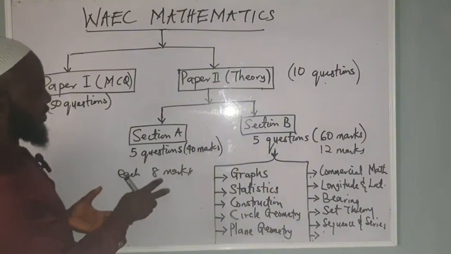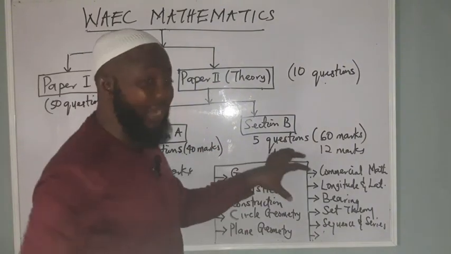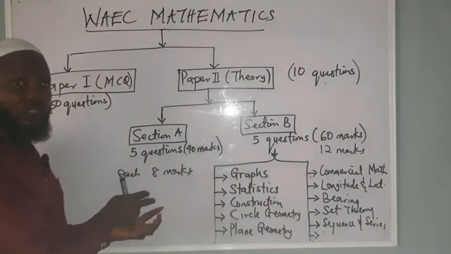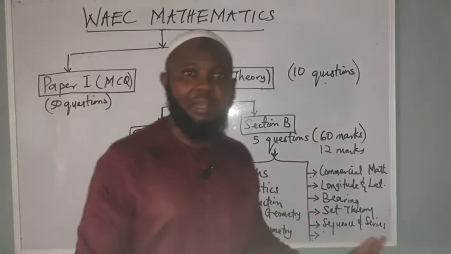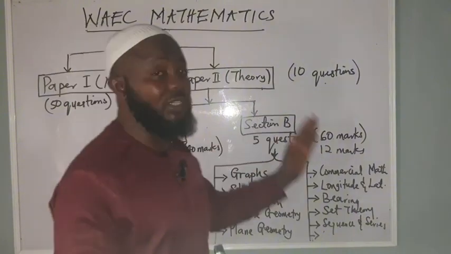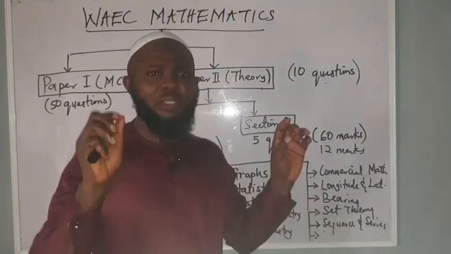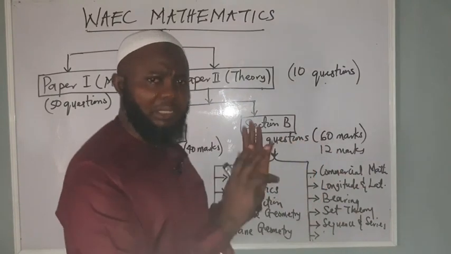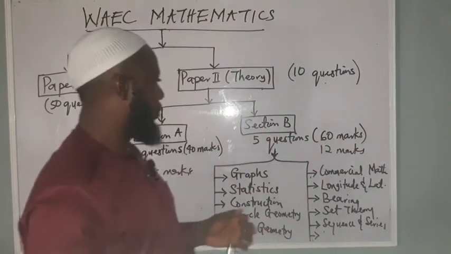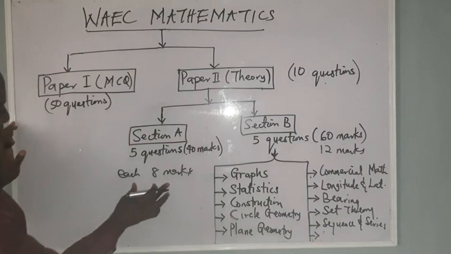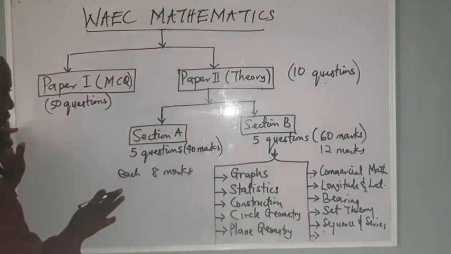Even if you answer 5 questions correctly here, and you're able to answer 2 questions here, your C is guaranteed. And if you're able to solve 10 questions correctly, with this slide I'm going to show you here, forget about this, you're going to get A1 in your exam. Now, how? If you look at this, I said 8 marks per 1 question.